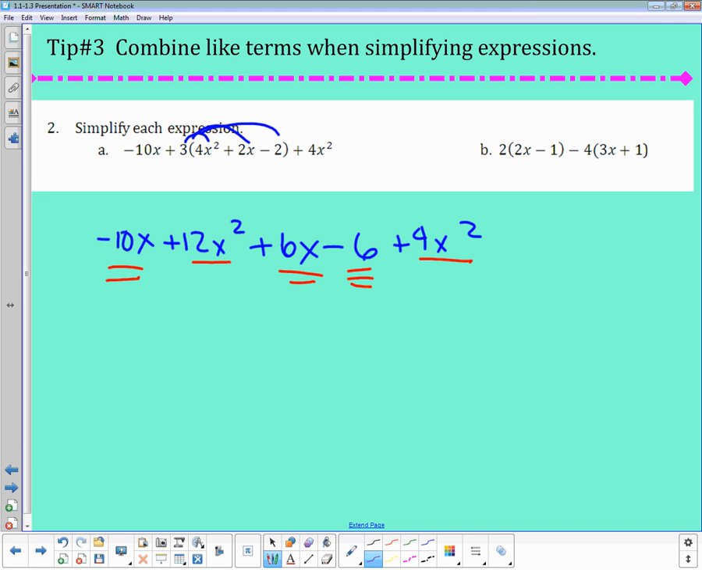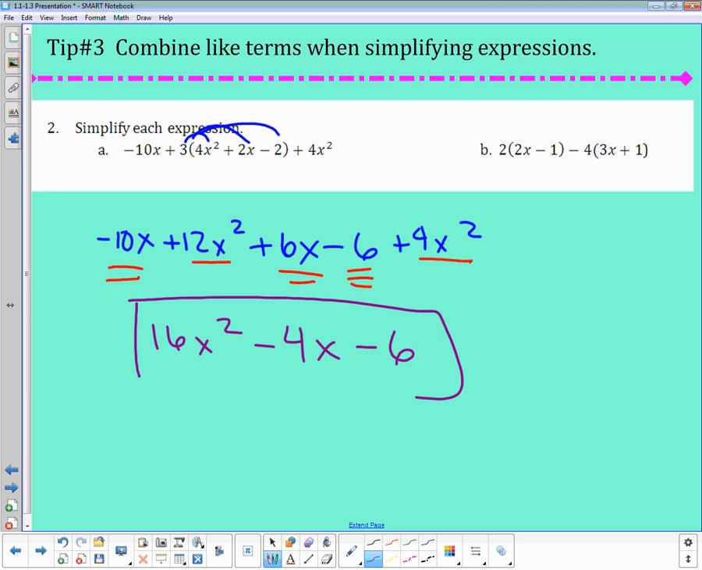Now I have 12x squared, 4x squared, that's 16x squared. Negative 10x and 6x ends up being negative 4x. And the -6 is alone, so -6 at the end. There's my standard form. The exponents decrease. That would be x to the 0, so I went 2, 1, 0, which is good. But yeah, that's what that should look like.